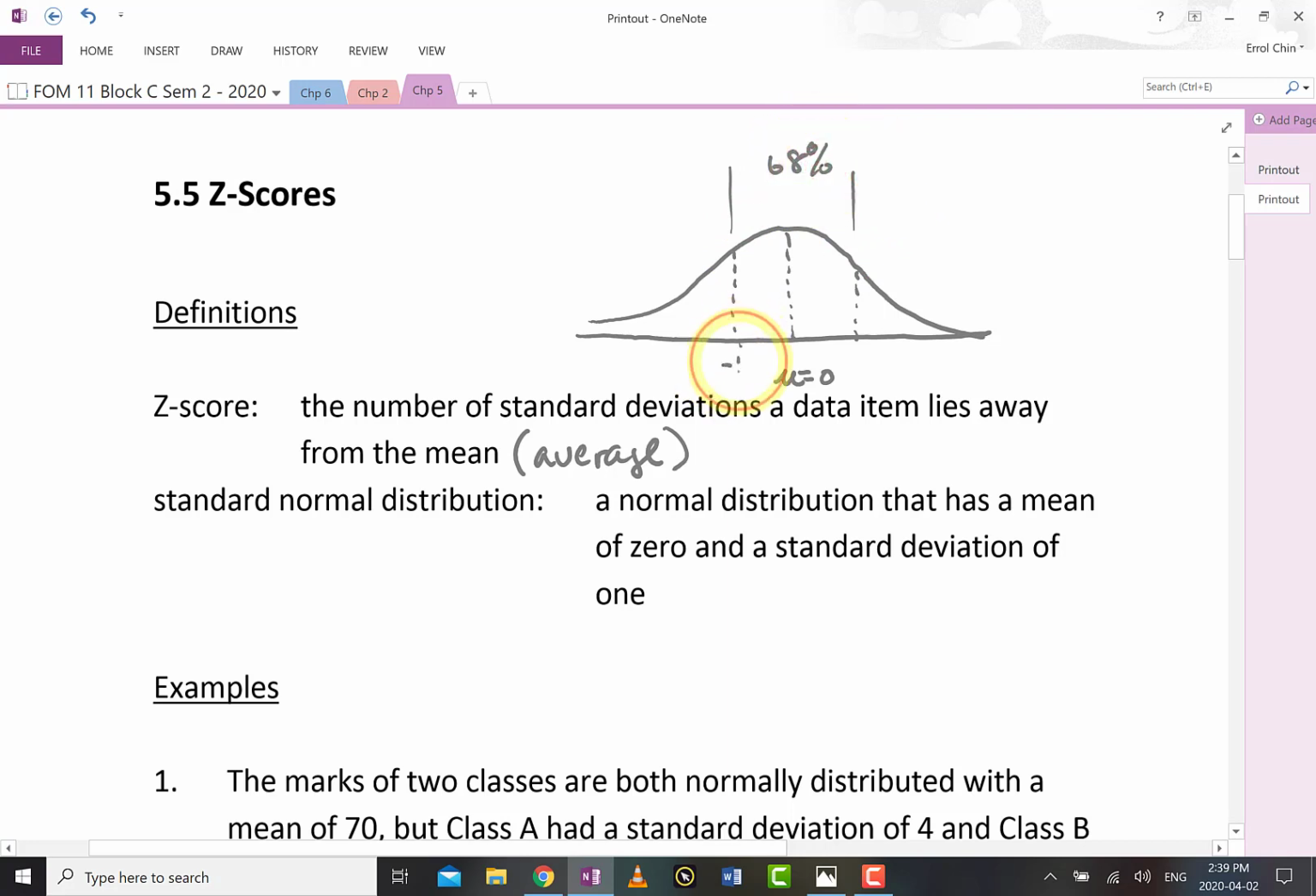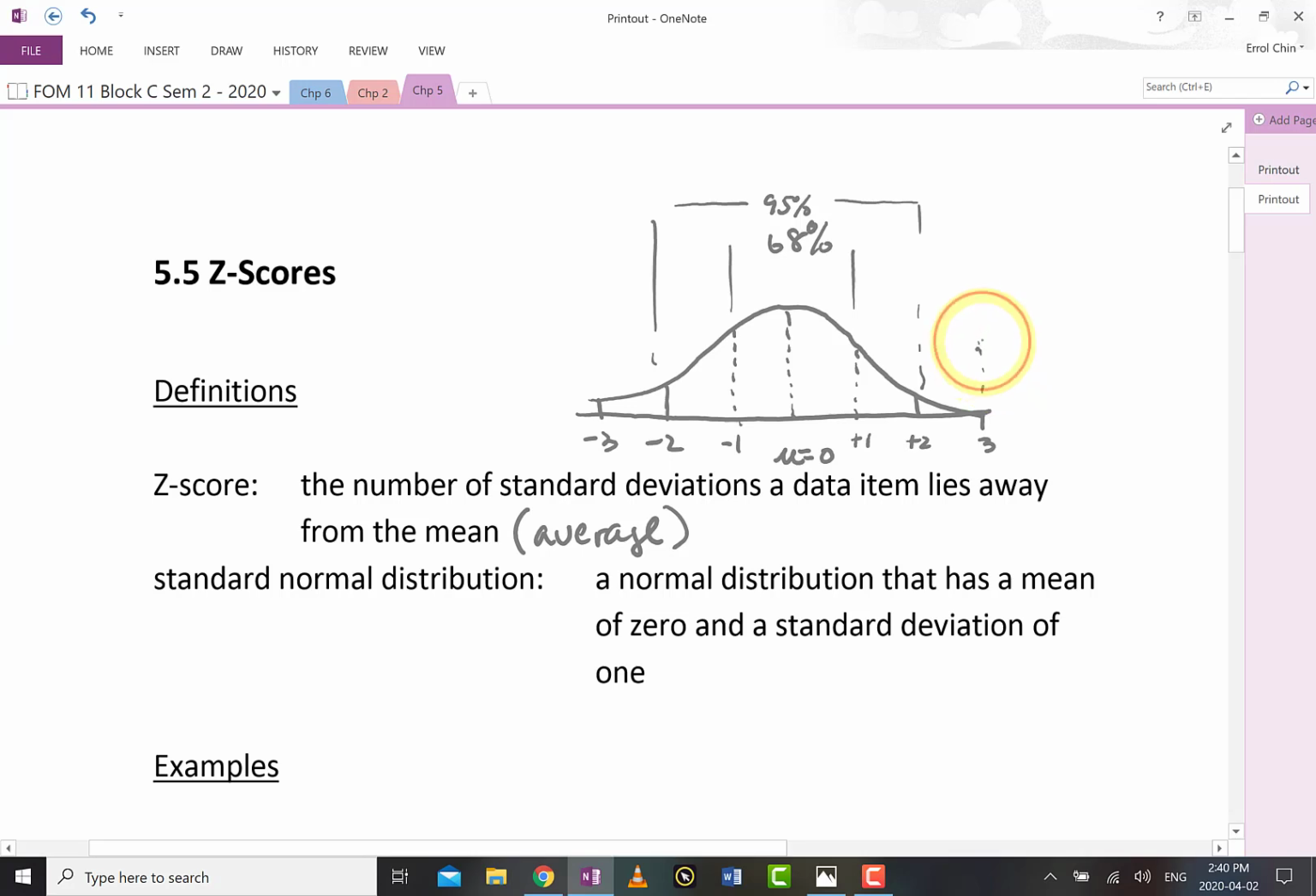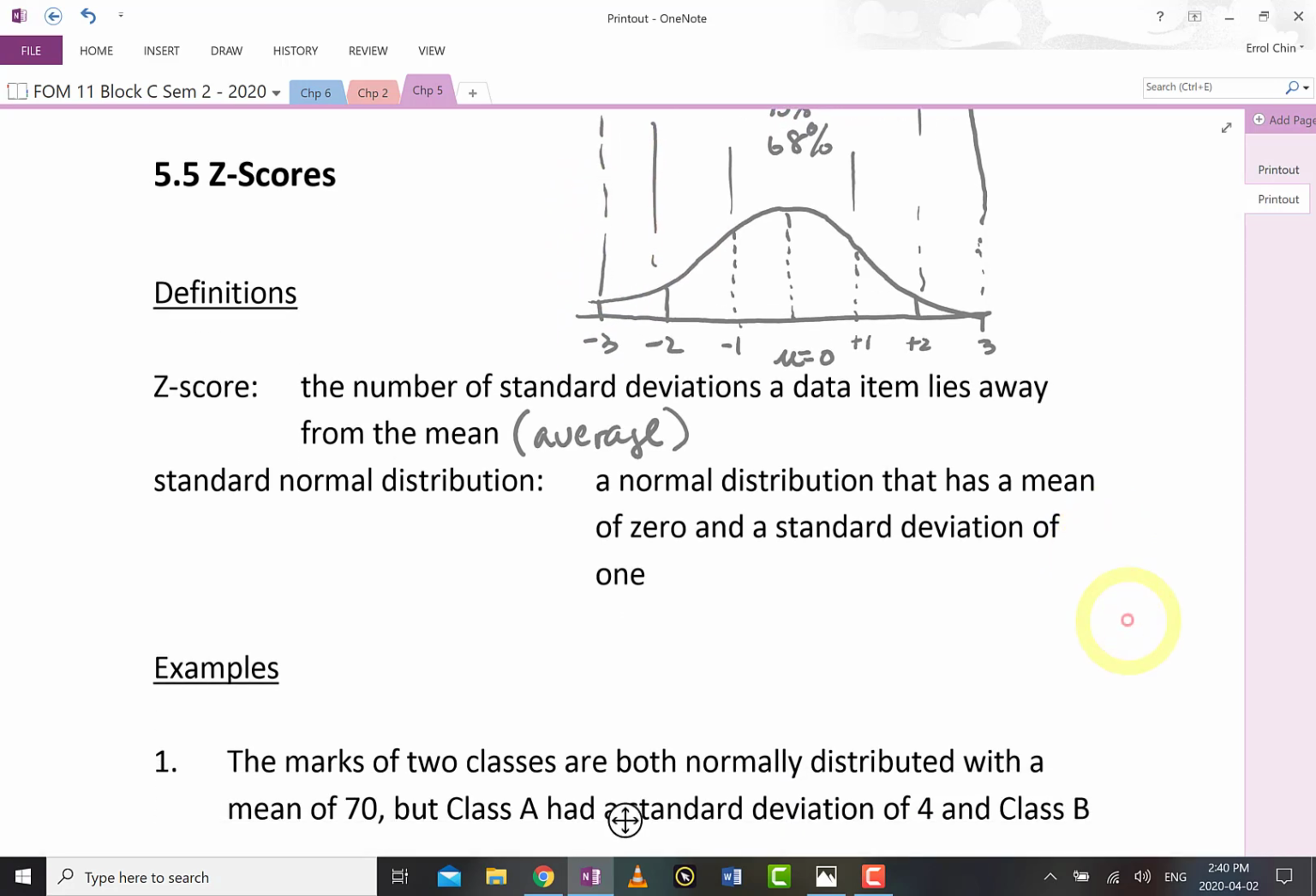And then plus or minus 2 standard deviations, we said that that was 95% all the way down. And then plus or minus 3 standard deviations, that was approximately, I think it was 99.7% of all the area. Okay, so we're going to use that information and we are going to calculate some probabilities.